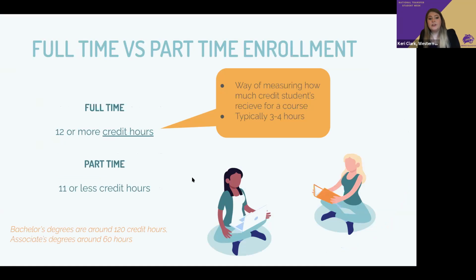Also, I wanted to include here the difference between full-time and part-time enrollment. Full-time is essentially 12 or more credit hours, while part-time is 11 or less credit hours. And you may be thinking, what even is a credit hour? It's simply a measure of how students receive credit for a course. Typically your courses will be between 3 to 4 credit hours, but that can be dependent on the course and of course the major that you're going into. And typically bachelor's degrees will be around 120 credit hours, while associate's degrees will be around 60 hours.